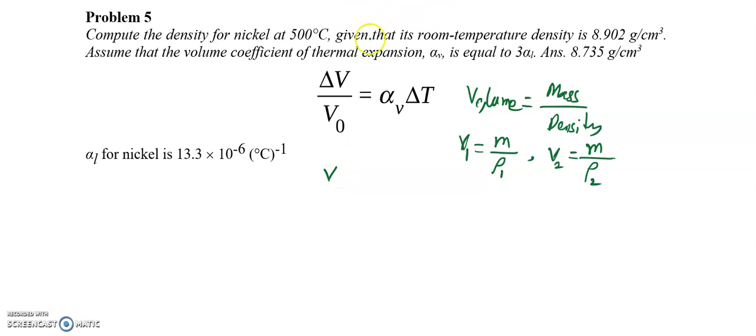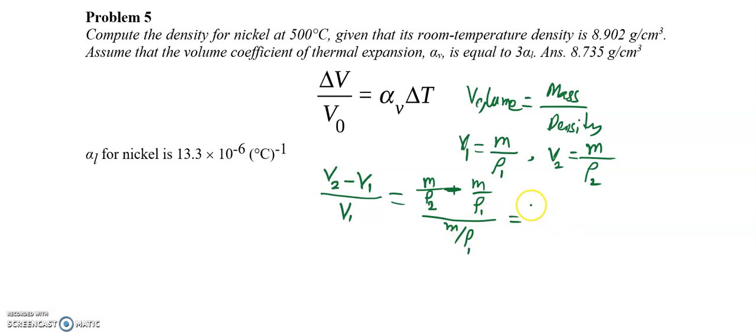For example, if the temperature is increased from room temperature to 500 degrees centigrade, the volume will increase. So the volume change we can represent as V2 minus V1, divided by V1. Volume change is V2 minus V1, and then we take its ratio to the original volume, so V2 minus V1 over V1. So it will be M over rho 2 minus M over rho 1, and then divided by M over rho 1.